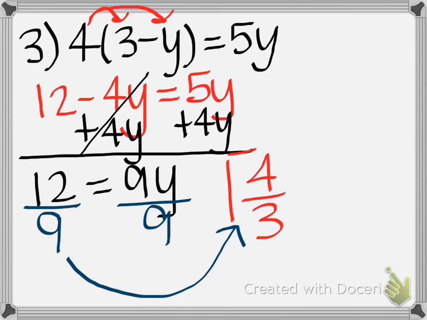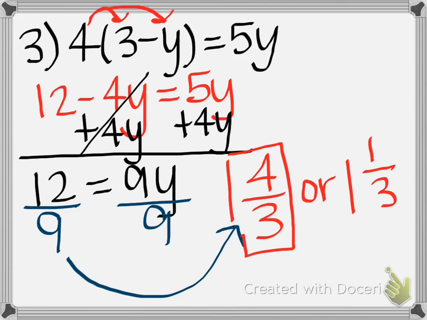It's an improper fraction. You can leave it like that if you want to, or you can make it into a mixed number. So 3 goes into 4 1 time. You still have 1 left over. So it is 1 1/3 or 4/3. Whatever you want to do.